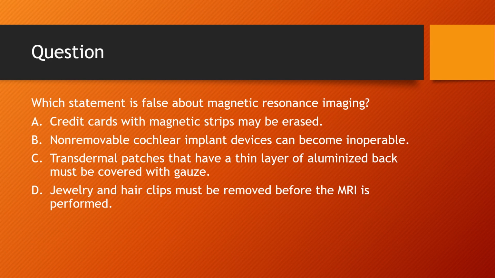A. Credit cards with magnetic strips may be erased. B. Non-removable cochlear implant devices can become inoperable. C. Transdermal patches that have a thin layer of aluminized back must be covered with gauze. D. Jewelry and hair clips must be removed before the MRI is performed.